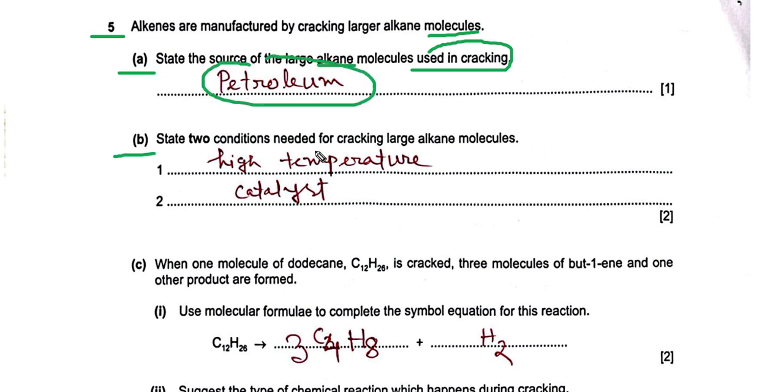B, state two conditions needed for cracking large alkane molecules. Two conditions: high temperature is needed, and a catalyst is needed.